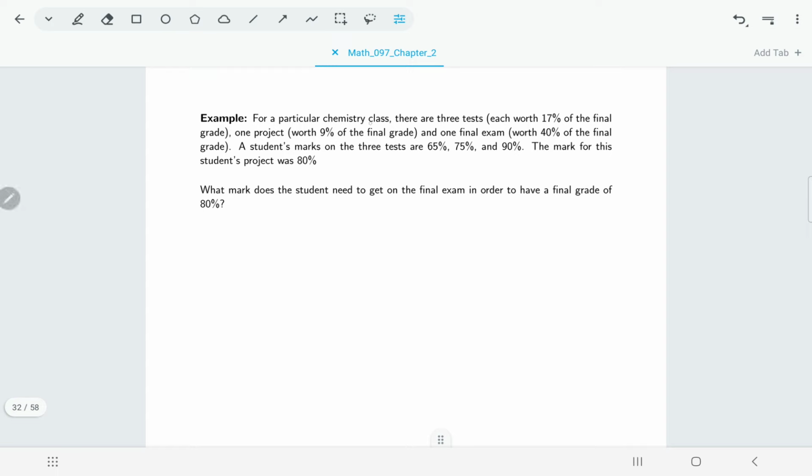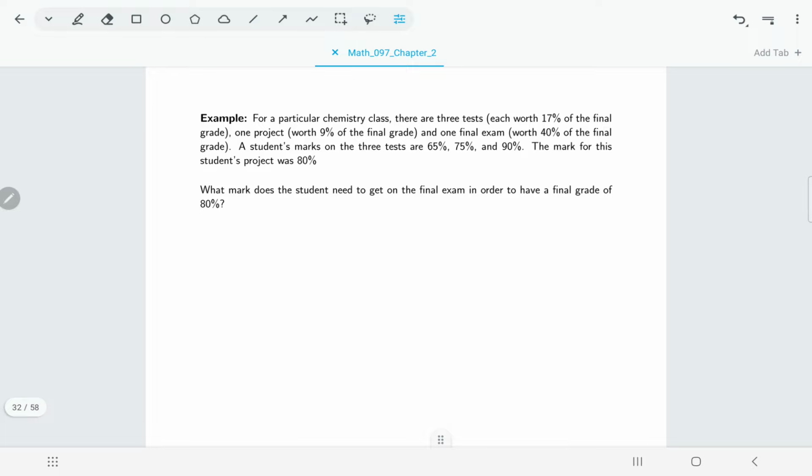So for this hypothetical chemistry class, you've got 3 tests, each worth 17%. You've got a project, which is worth 9%, and then you've got the final exam worth 40%. And we know how this student did on the 3 tests. They got 65 and 75 and 90. And then we also know how they did on the project. They got 80% on the project. And the question is, what mark do they need to get on the final exam to have a final grade of 80%?